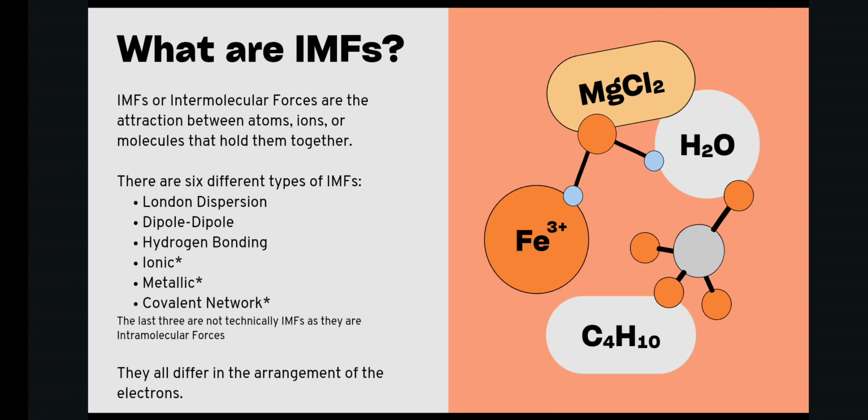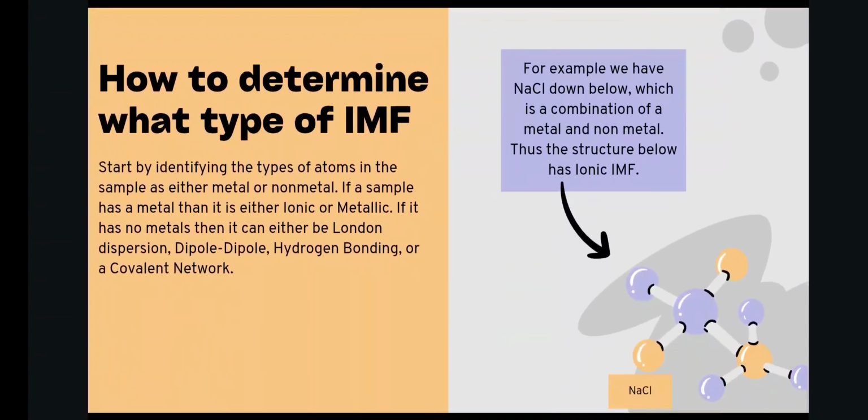There are 6 different types of IMFs: London dispersion, dipole-dipole, hydrogen bonding, ionic, metallic, and covalent networks. The last two are not technically IMFs as they are intramolecular forces. They all differ in the arrangement of the electrons.